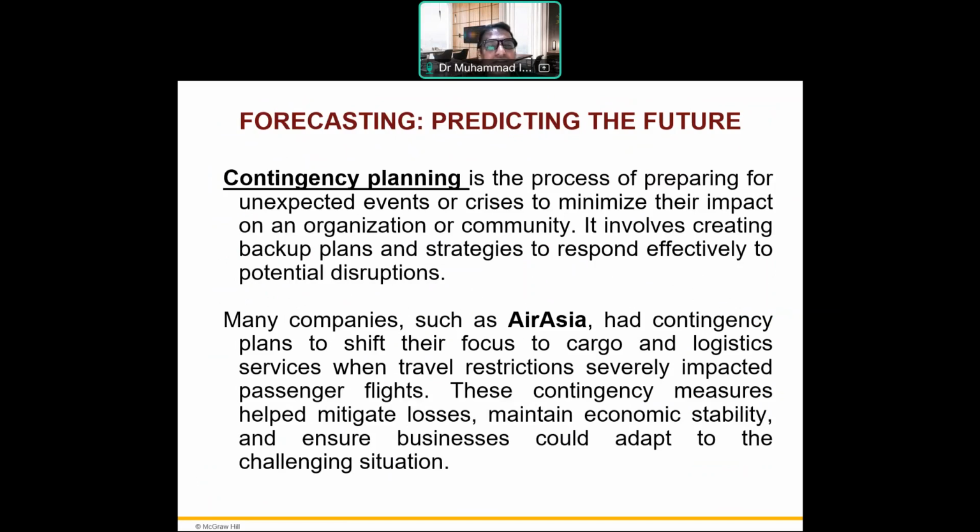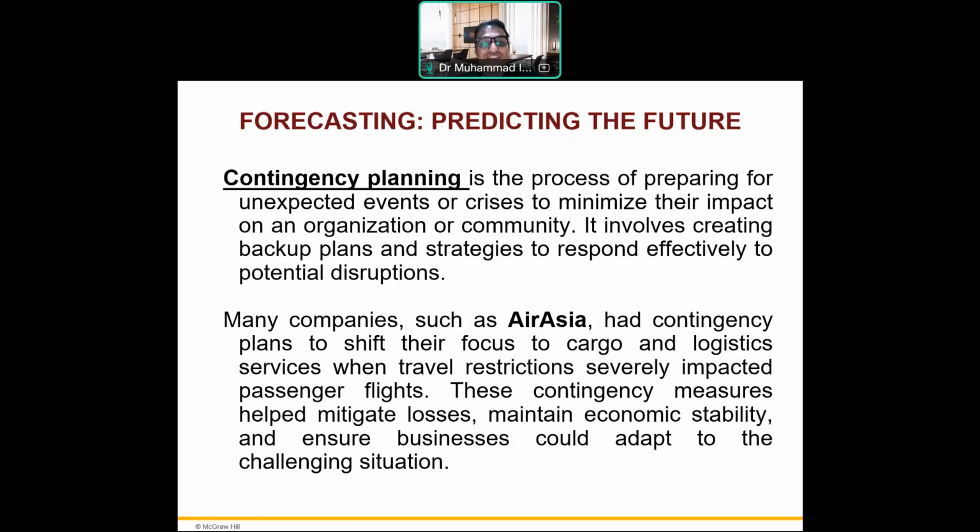How? Suppose here I want to give you the example like COVID-19 happened. What did companies do, when that was an unforeseeable situation for them? What was their contingency plan? Many companies such as Air Asia had contingency plans to shift their focus to cargo and logistics services when travel restrictions severely impacted passenger flights during COVID-19, right? Airports closed, everything closed, but logistics was open. The food, food logistics and the cargo, many documentation, each and everything.